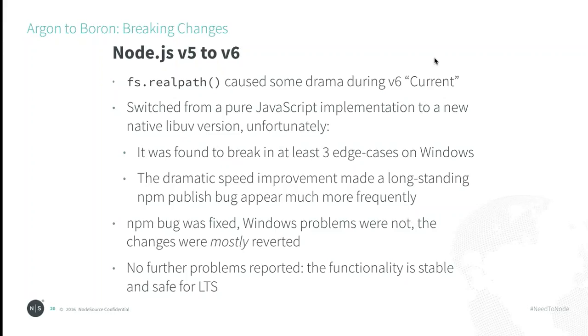And the Windows problems weren't. As much as we could do, we couldn't figure out how to do that. The libuv team couldn't come up with a great solution. So we mostly reverted those changes during version 6 current. So now we're back to the original state of a mostly JavaScript implementation. The API is slightly different, but we're back to the current state of play.